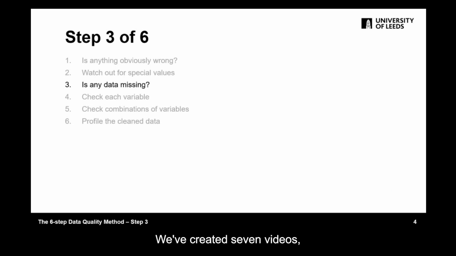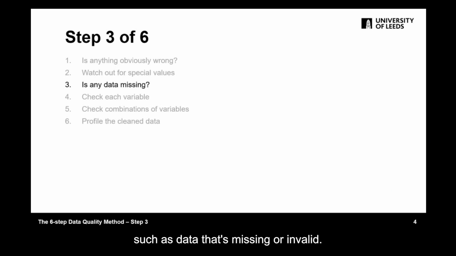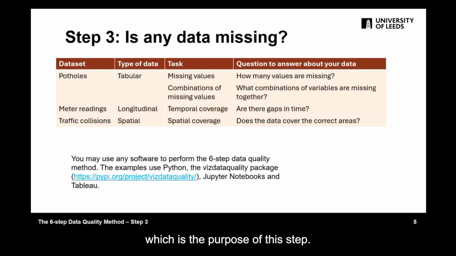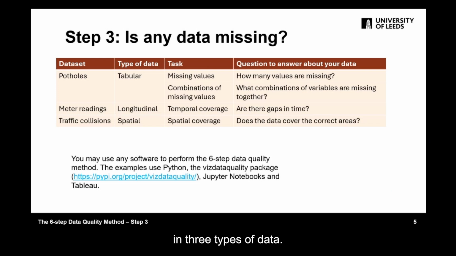We've created 7 videos, an overview, as well as a different video for each step. Now, step 2 showed you how to check for special values, such as data that's missing or invalid. Once we have done that, we can properly check for missing data, which is the purpose of this step. I'm going to show you how to investigate missing values in 3 types of data.